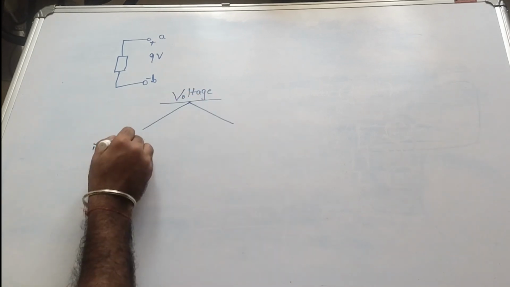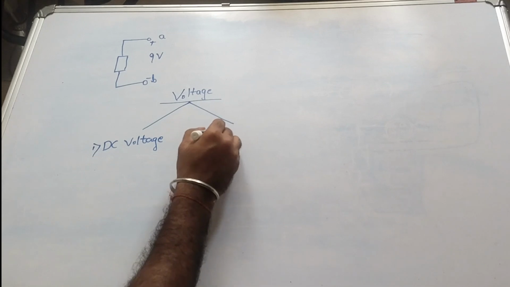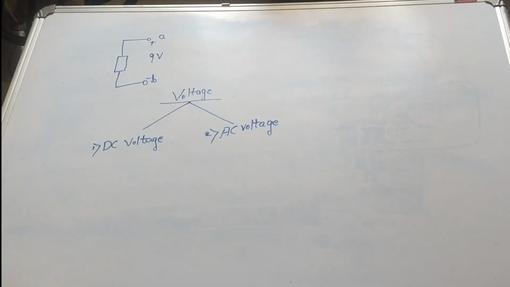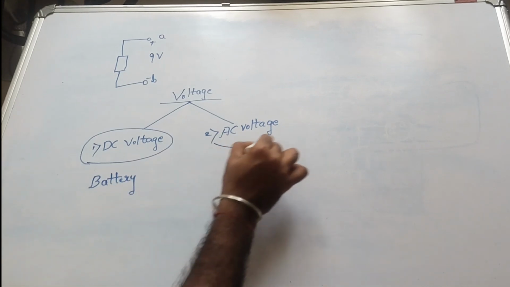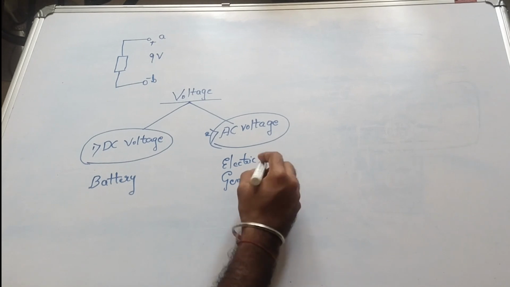In voltage, there are two types. One, constant voltage, is called DC voltage. Second, sinusoidal time varying voltage, is called AC voltage. This DC voltage is produced by the battery. AC voltage is produced by the electric generator.